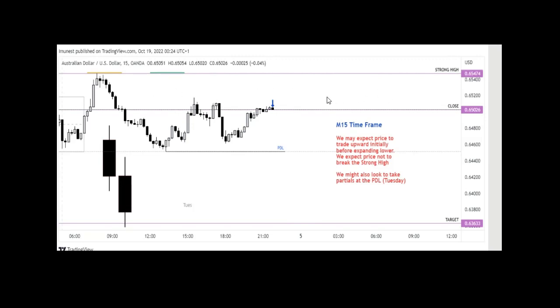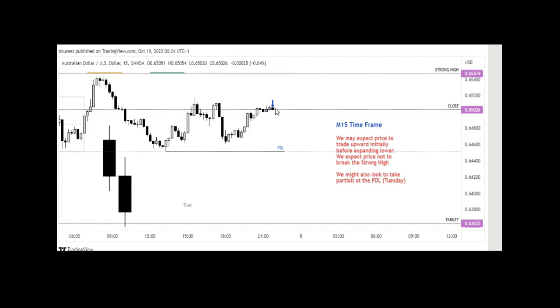That's what we refer to as the power of three, the ICT power of three, which we might also refer to as the AMD cycle: accumulation, manipulation, and distribution. It is a concept derived from the nature of candle formation. Most times, if we have a bearish candle and we want the next bearish candle, you can see that at the open, the market tends to trade a little bit above before actually expanding lower.